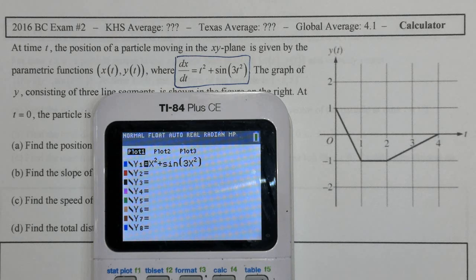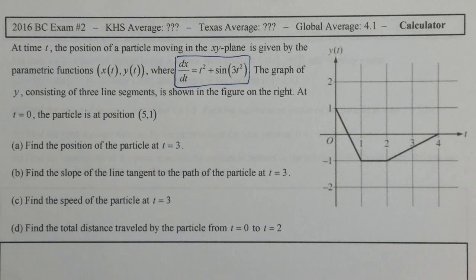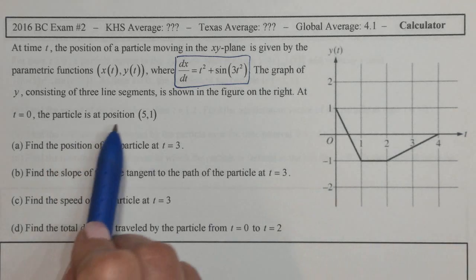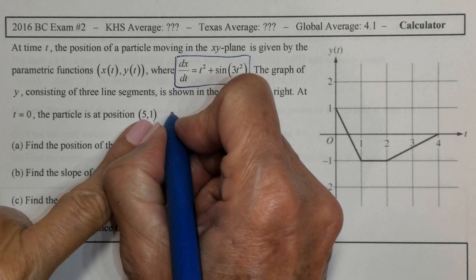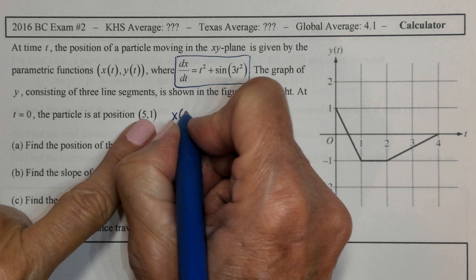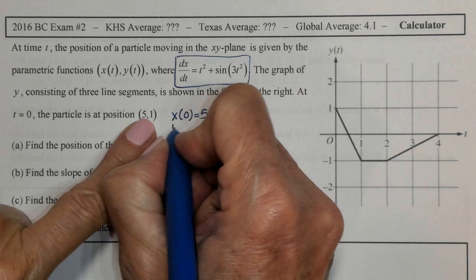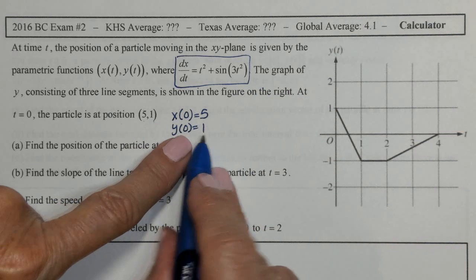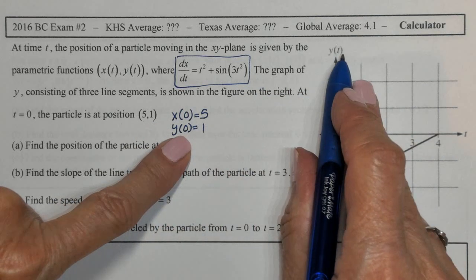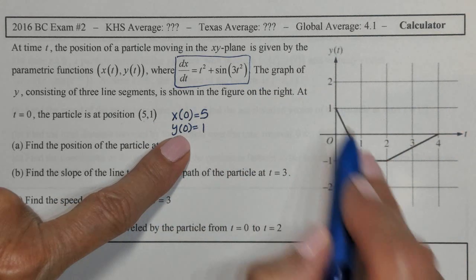Double check it, make sure you get it in there right. I think we're good. Okay. They tell us that at time is equal to 1, the particle is at position 5, 1. So they are telling us that x of 0 is 5 and y of 0 is 1. We already knew that y of 0 was 1 because this is the graph of y, and y of 0 is 1 over there.